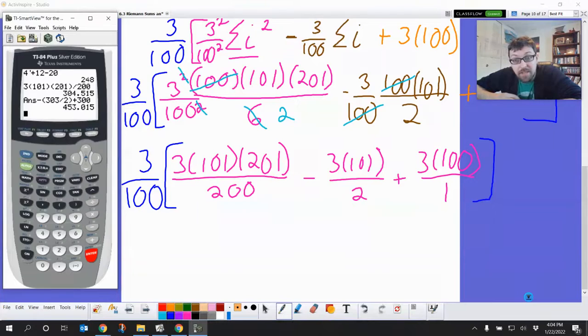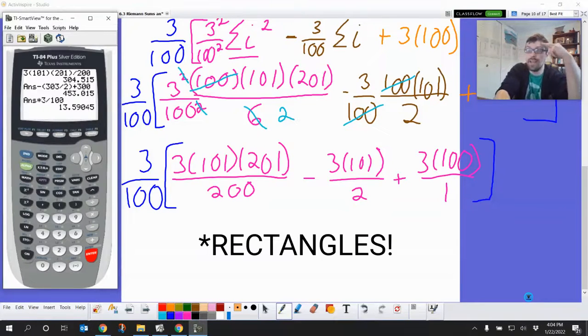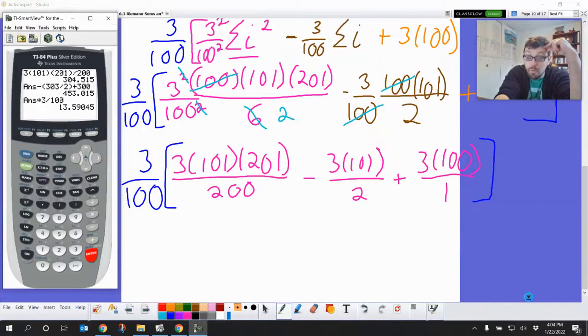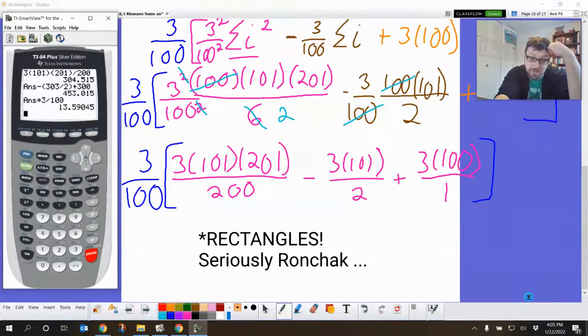Math. So by the magic of editing, I've typed that into my calculator and I got 435.015. So that's the pink chunk. And then I need to multiply that by the 3 over 100, the blue part that's in front. And so my estimate after adding 100 separate triangles is 13.59045. Oof. That was, well, it was a lot, but it was less than making 100 separate triangles. Blah.